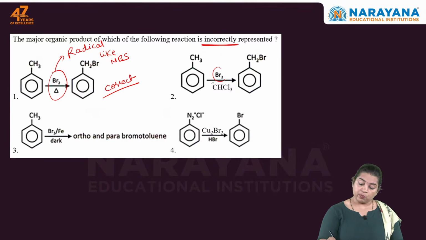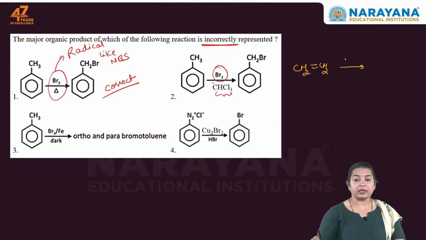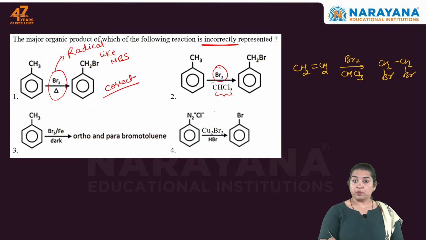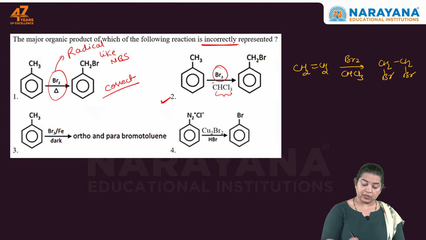Next is bromine in chloroform. Now bromine in chloroform, this is basically the reaction when we have ethene and there we had bromine in carbon tetrachloride or chloroform. This type of reaction is what we see with bromine in chloroform. That is not the characteristic of an aromatic system. So this seems to be the choice, but let us see the others first.